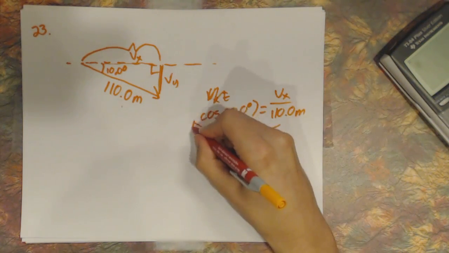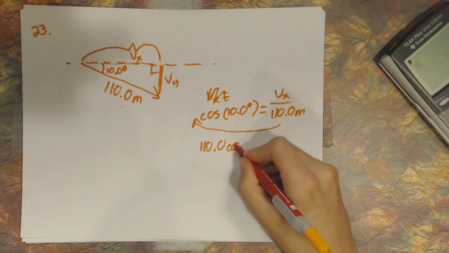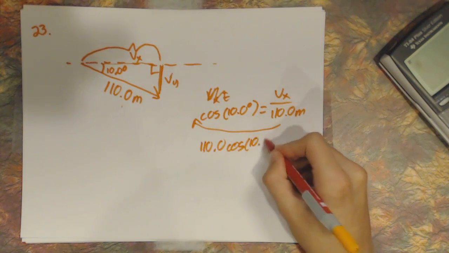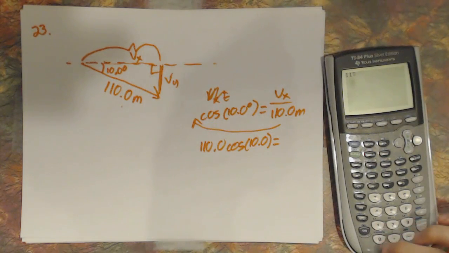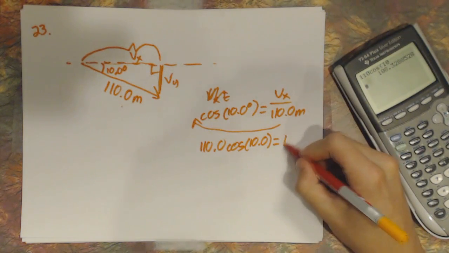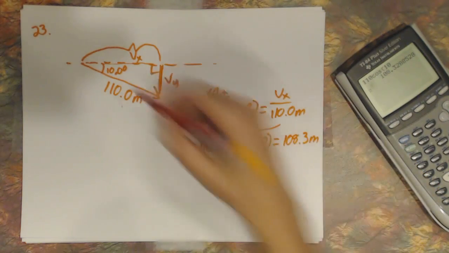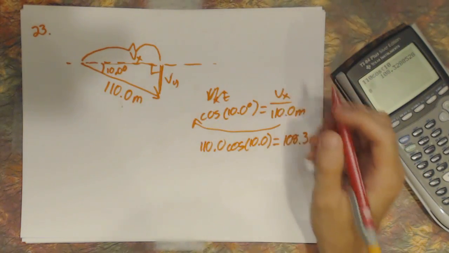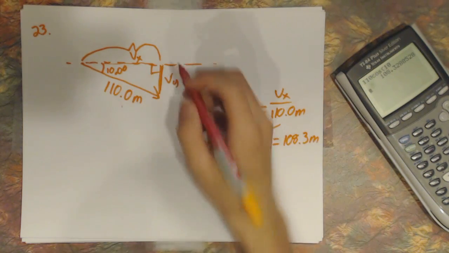And we multiply that over, and we get 110.0 cosine of 10.0 equals, let's find out, 110 cosine 10 is 108.3 meters, and that's our horizontal component, which we called v of x, but you can call it anything you want, as long as you know that it's your horizontal component.